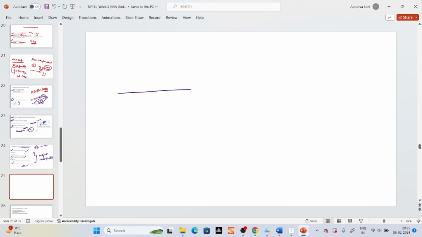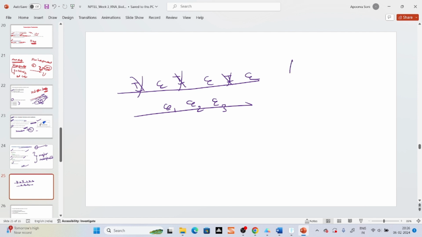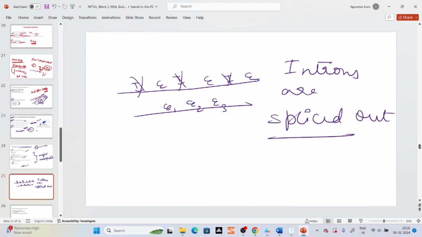This is your pre-mRNA. It has introns, exons, introns, exons, introns, exons. All these introns are removed, and now we have only exon number 1, exon number 2, exon number 3. So basically what is happening? Introns are spliced out, and therefore it is known as splicing. Okay, this is what splicing is about.